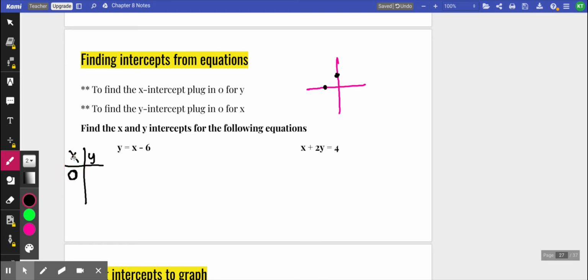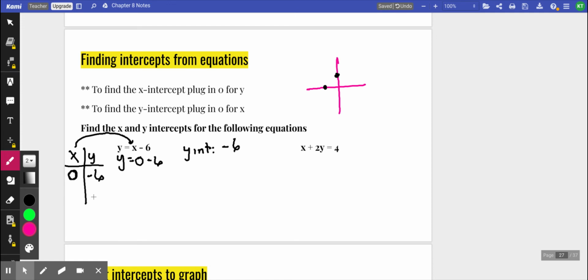So if I plug in 0 for x, that would give me the y-intercept. So the first one I'm going to do is I'm going to say y equals 0 minus 6. So what I did is I took this 0 and I plugged it in for the x value. So 0 minus 6 is negative 6. Okay? So the y-intercept is at negative 6.